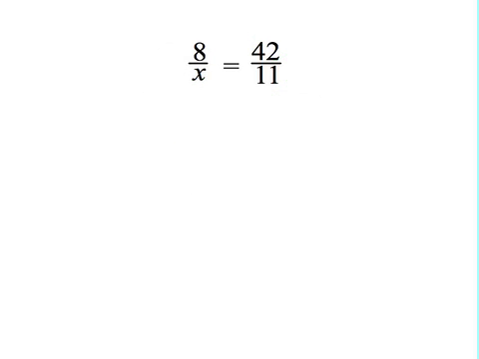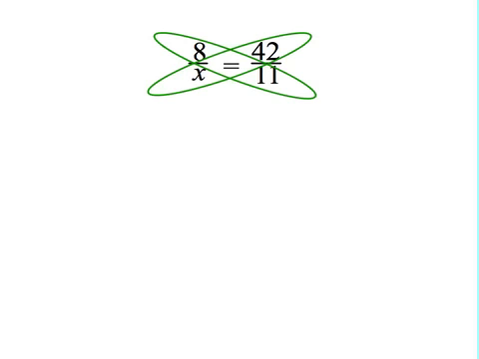Another example. The x is in a denominator, but 8 times 11 is going to be equal to 42 times x. We chose to write the 42x first. We do the 8 times 11, we divide by 42. We put it in lowest terms, and we get 44 over 21.